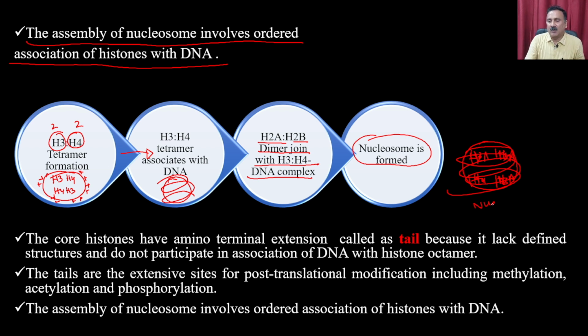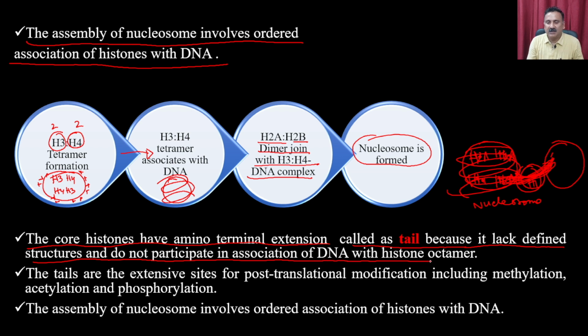So this one copy of nucleosome is going to communicate with another nucleosome, right? So this is going to have another copy, and this is the region where the H1 is going to bind. So this is the linker region which is going to bind. The core histones have amino acid extensions called tails because they lack a defined structure and do not participate in association of DNA with the histone octamer. The tails are the extensive site for post-translational modification including methylation, acetylation and phosphorylation.